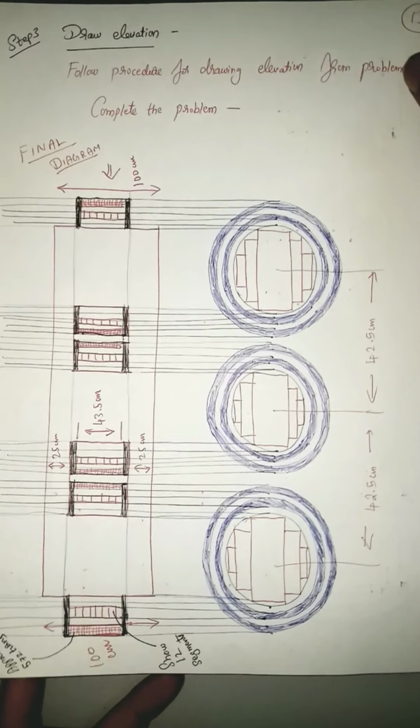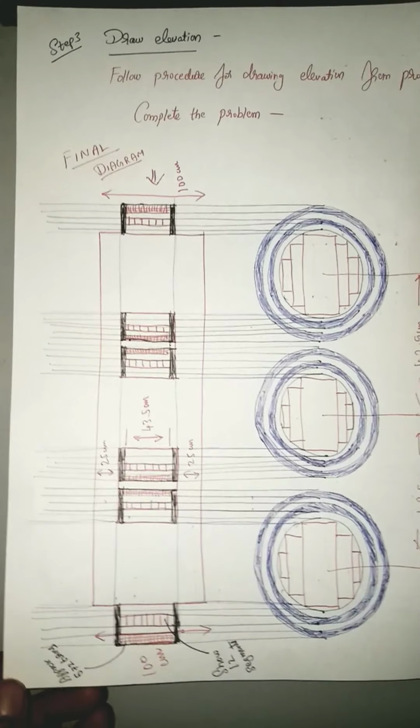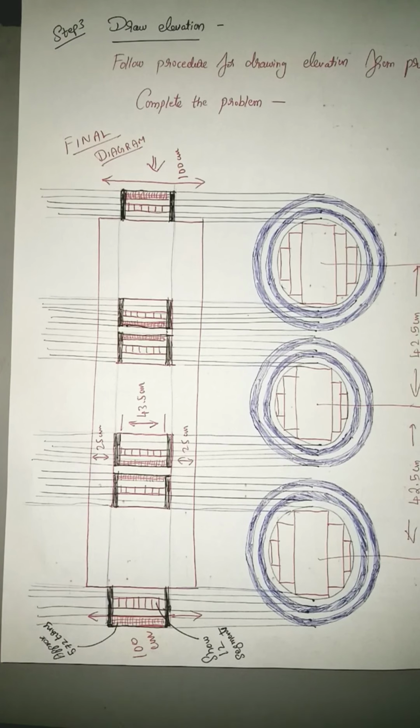So now ultimately you can see the final schematic. This is the final schematic. We had stopped drawing with the plan. So this gives us the plan. Next you'll have to draw the elevation.